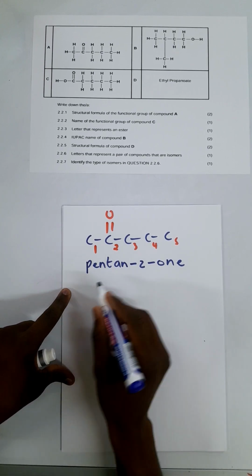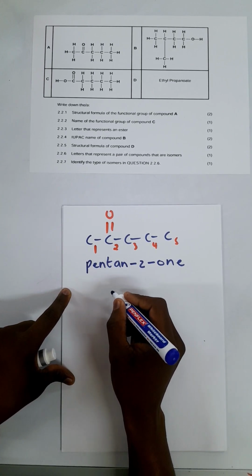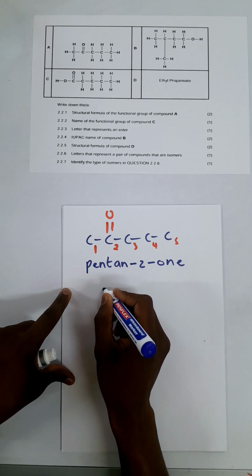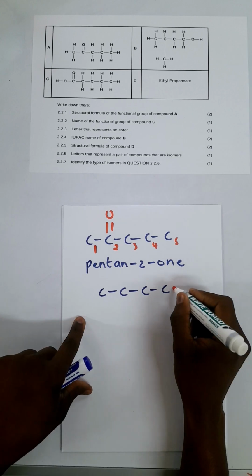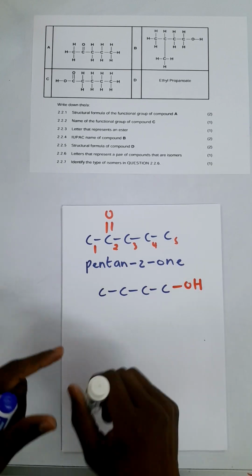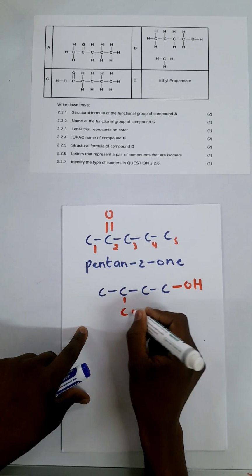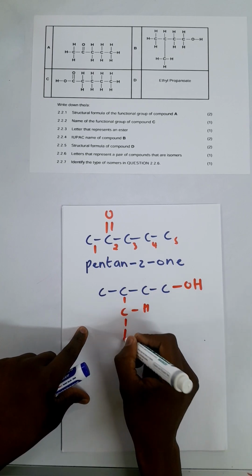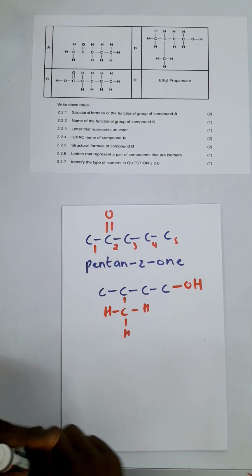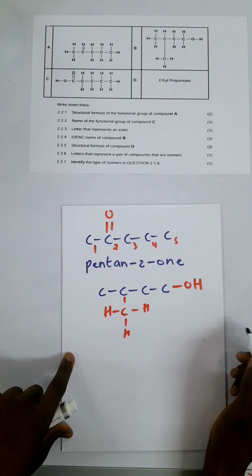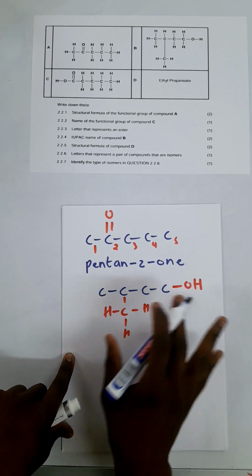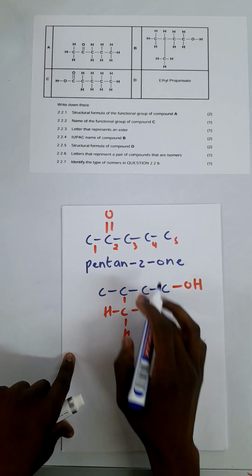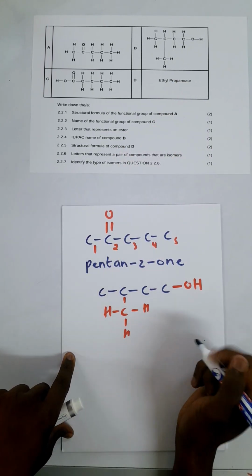And then compound B, let's do the same for compound B. Let's put the important parts. So we have 1, 2, 3, 4 carbons, and on this carbon over here we have the hydroxyl group, and on this carbon over here we have a methyl branch. So now we give priority to the functional group. Remember, I'm just drawing it without the hydrogens, just to highlight the important parts.